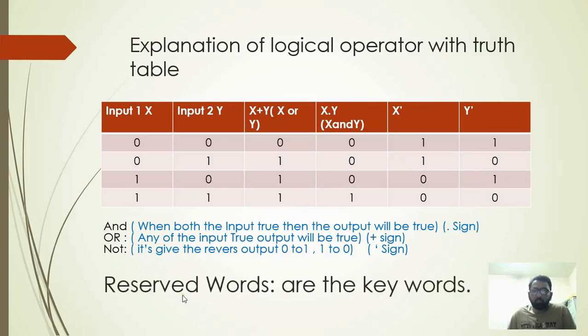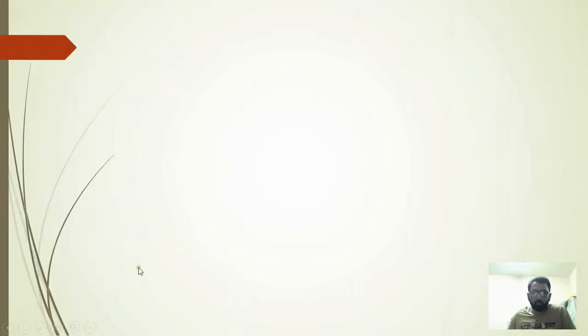So the last is the reserve words. The reserve words, I already told you. Reserve words are the words, the functions, which are already defined by the company, by the manufacturer of the language. So we will call them, and then we will execute them.